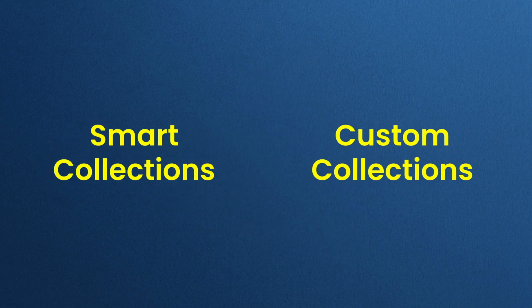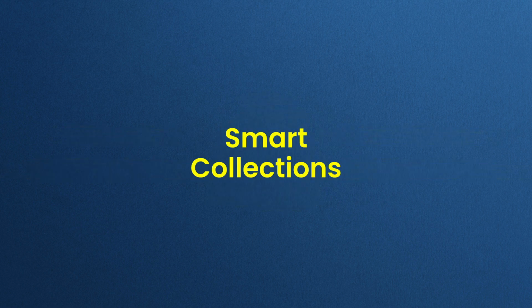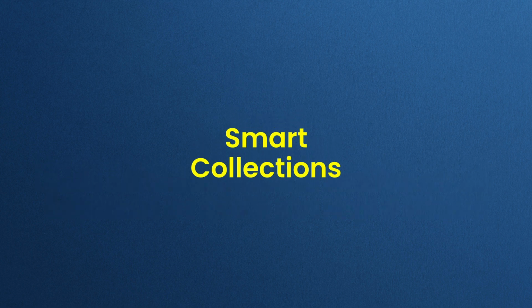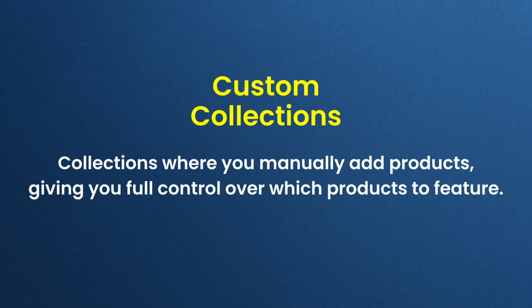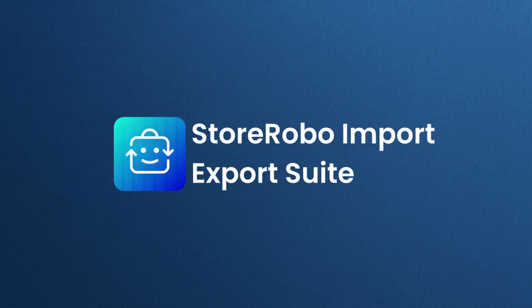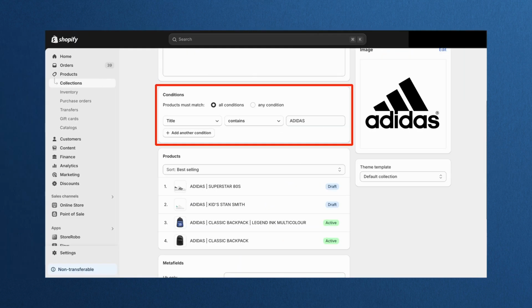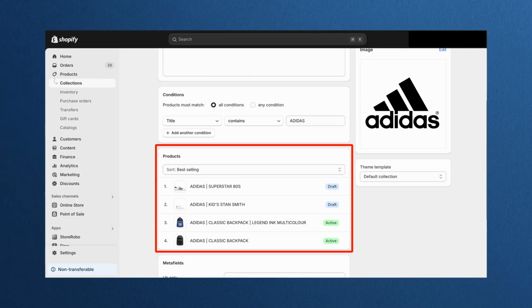Before we dive into the steps, let's quickly go over the two types of collections in Shopify. Smart collections: these are automated collections based on rules. For example, a "products under $50" collection updates automatically whenever products meet the set criteria. Custom collections: these are manually curated collections from which you select specific products. They are often used for seasonal campaigns or special promotions. StoreRobo allows you to manage both types efficiently when importing collections, ensuring the correct rules and product associations are retained.